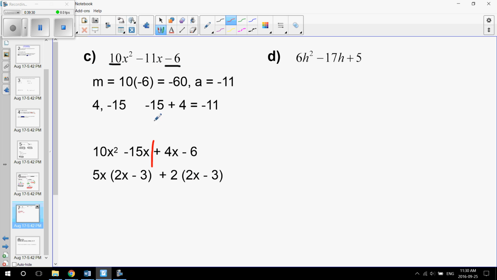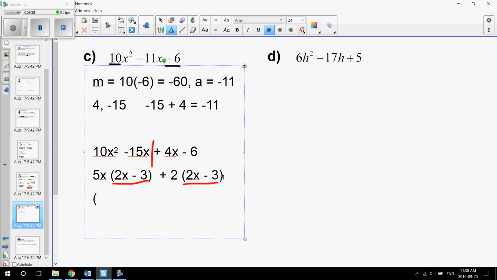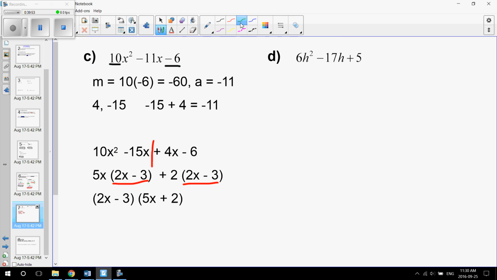Again, we do our quick check. We see that our two brackets are exactly the same, 2x minus 3. So we bring that one out front, 2x minus 3. And anything that's left over once we take them out gives us our second bracket. So we have a 5x from the first term and a plus 2 from our second term. And now that we have our two brackets, we are done our factoring.